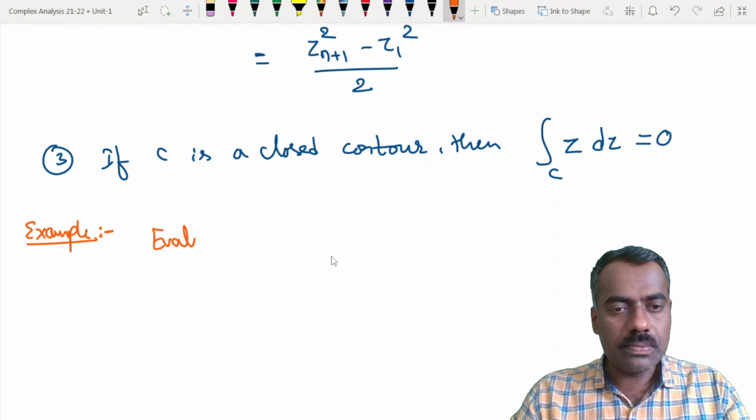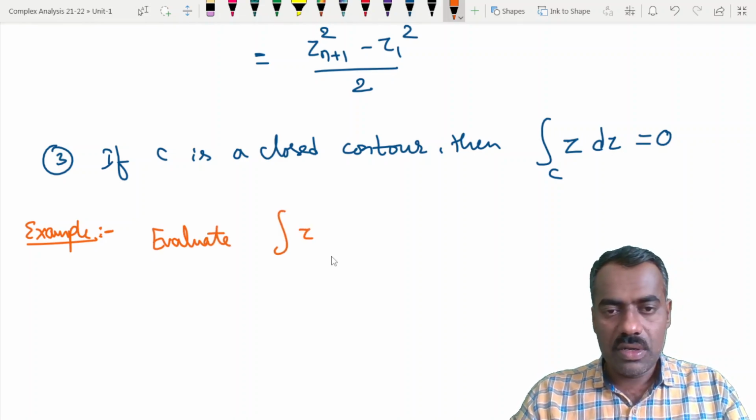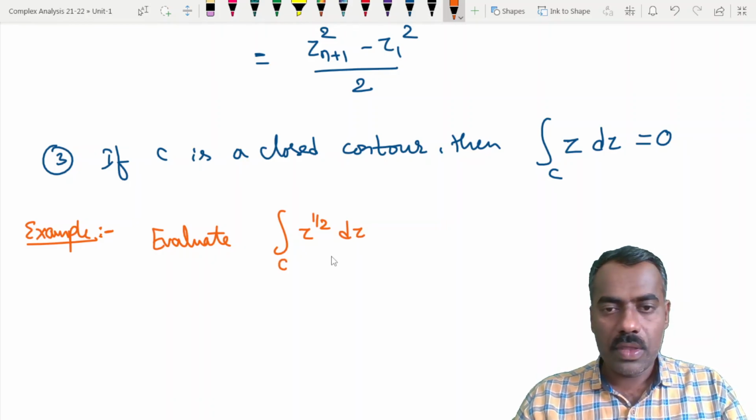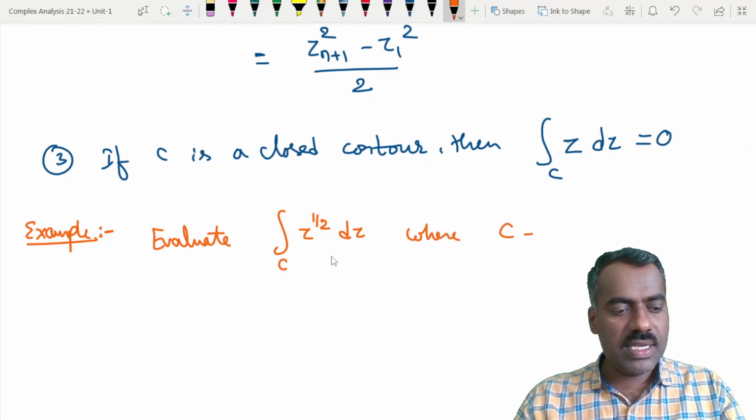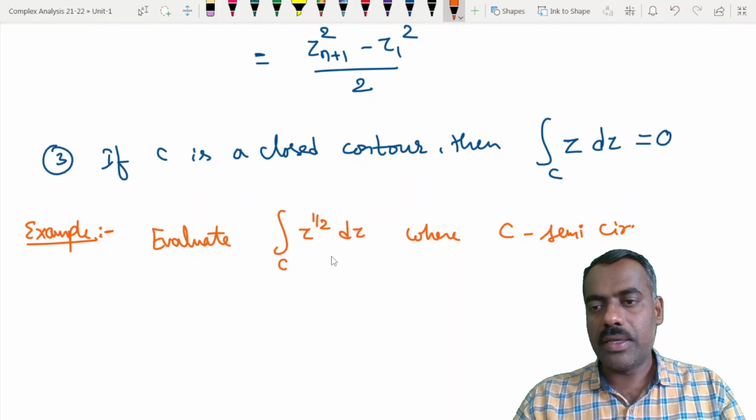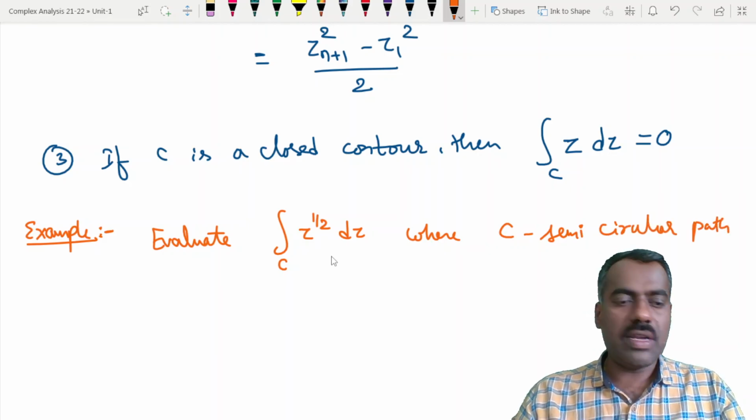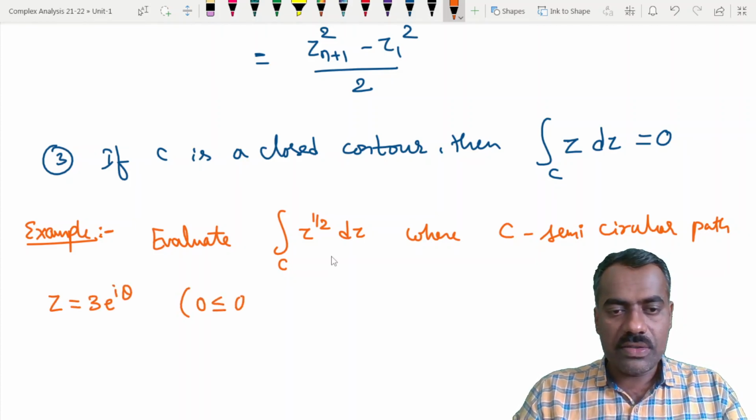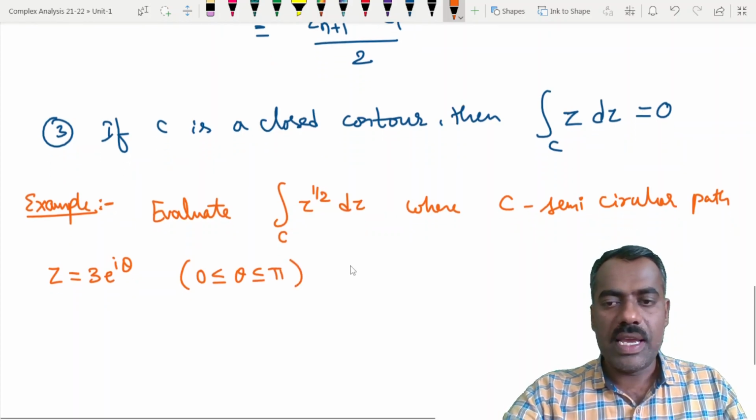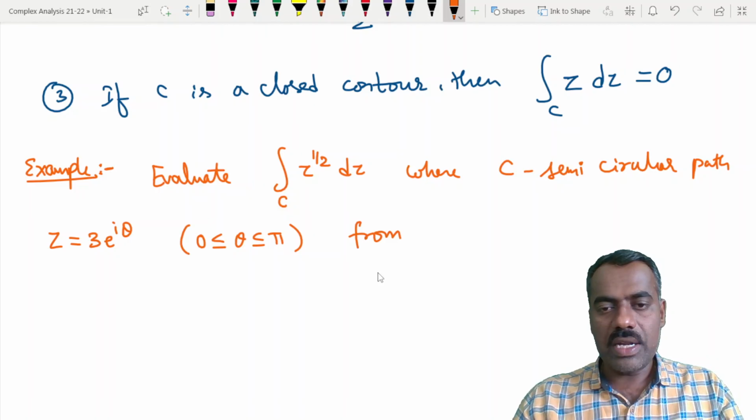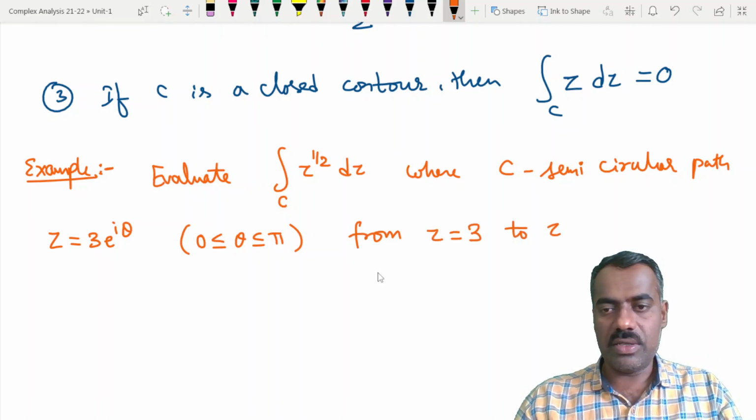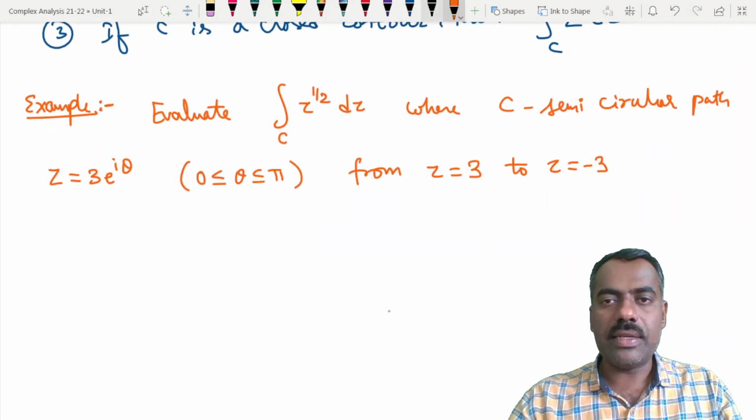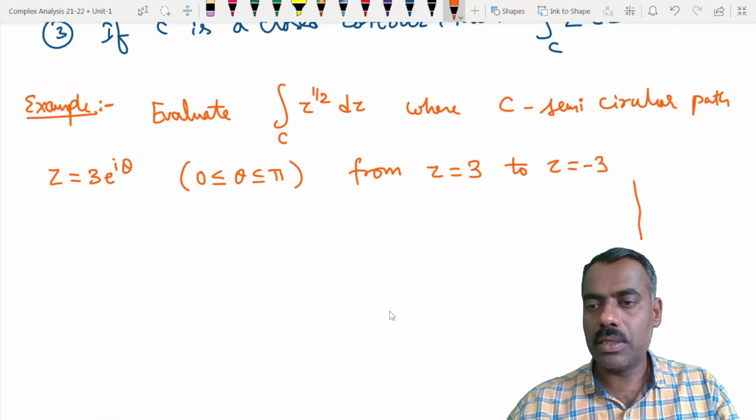Evaluate the integration of z power half, which we know is a multi-valued function, where C is a semicircular path z is equal to 3 e power i theta, where theta ranges from 0 to pi. Okay, and this is starting from z is equal to, of course, 3, to z is equal to minus 3. Okay, so I can draw that also so that we can understand.